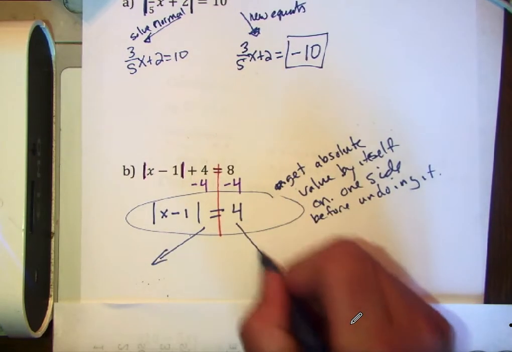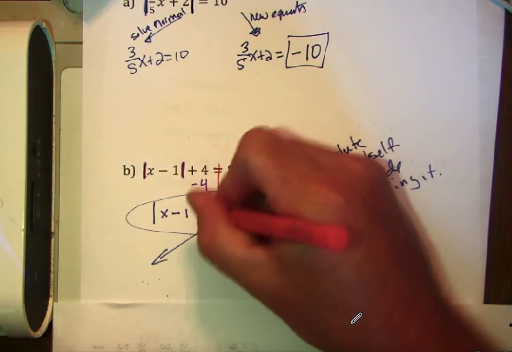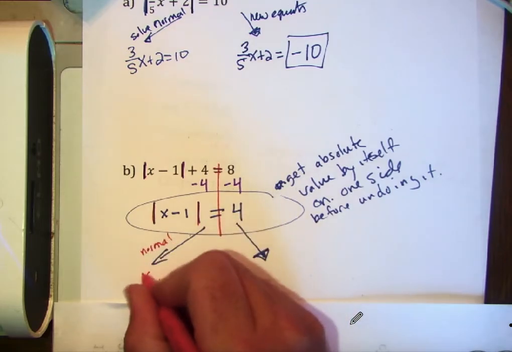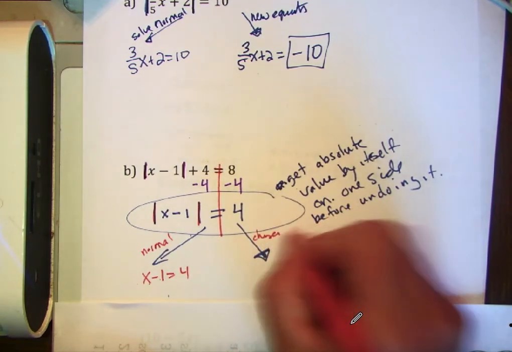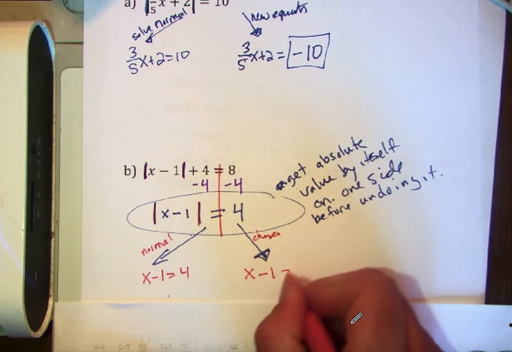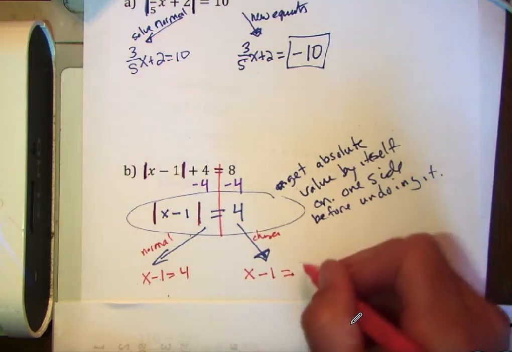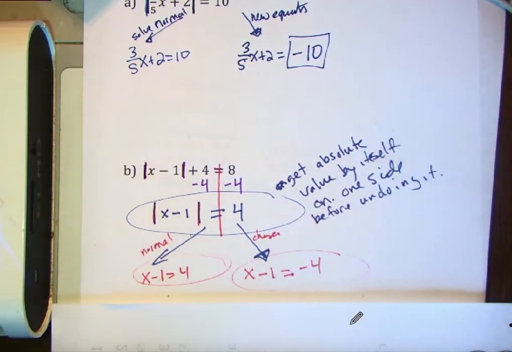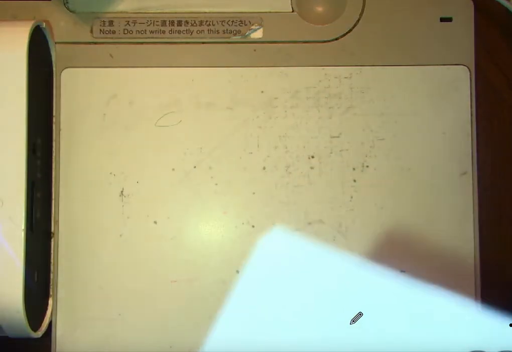So here's where to ask, what are the 2 equations we need to get to undo this? And everyone's going to say the normal one, right? X minus 1 equals 4. And then the changed one is going to be x minus 1 equals, because we're okay with this becoming 4, or negative 4. Okay, so those are our 2 equations. And that's how we solve, okay? And we'll skip that one for now.